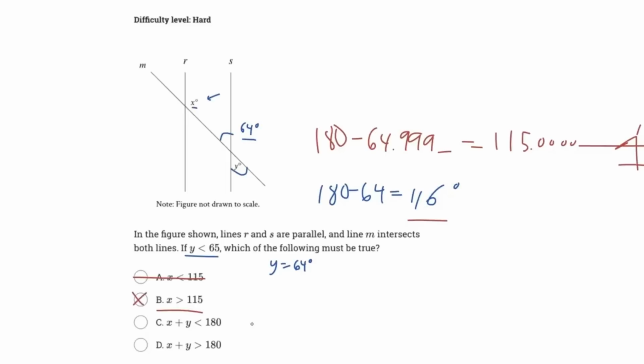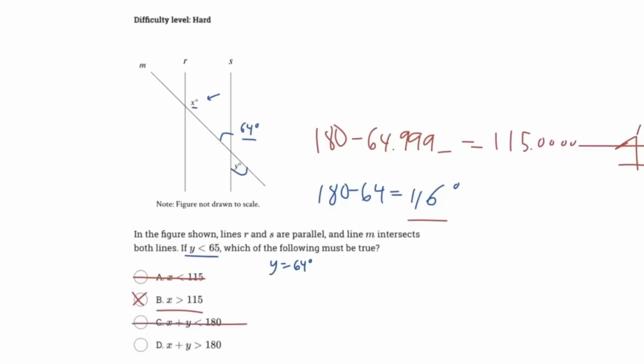It says X plus Y has to be less than 180 degrees, and X plus Y has to be greater than 180 degrees. Well, we just proved it here, right? We said that if Y, we could just name it 64 degrees. Vertical angles, this is 64 degrees. We find that X would have to be 116 degrees. 116 plus 64 is 180 degrees.